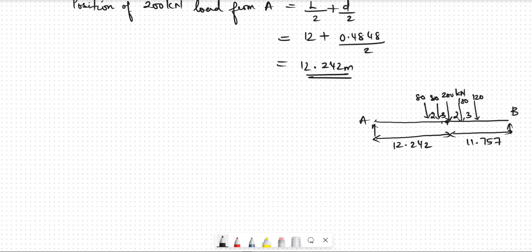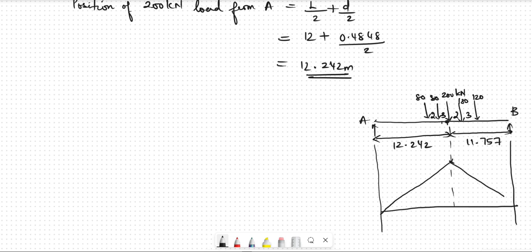Now, the corresponding ILD for bending moment is to be shown. So I'm going to draw the ILD for bending moment, which is nothing but a triangle with maximum under the 200 kilonewton load. Let us show the ordinates under each point load. So here you have one ordinate, then this is the next ordinate. This is the critical ordinate. Then here you have another one, and under 120 also you have an ordinate.